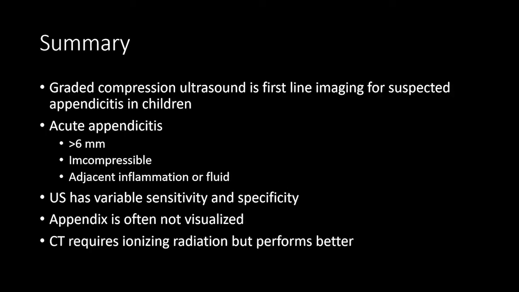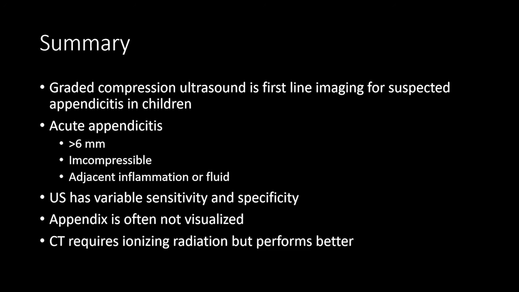In summary, we're going to use graded compression ultrasound for first-line imaging of suspected appendicitis in children. In some cases, we will also use graded compression ultrasound as a first-line imaging modality for suspected appendicitis in pregnant women, although MRI is really starting to take over that role in pregnant women. Acute appendicitis can be diagnosed by an appendix greater than 6 millimeters that is incompressible and has adjacent inflammation or fluid.